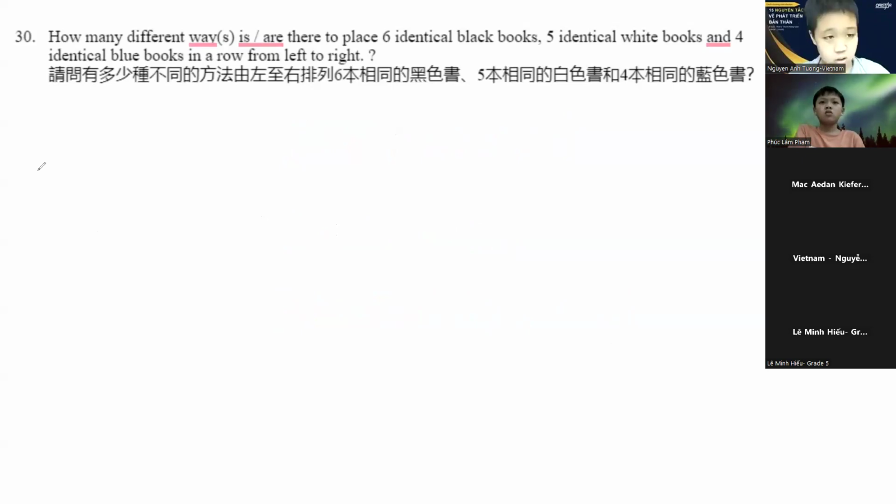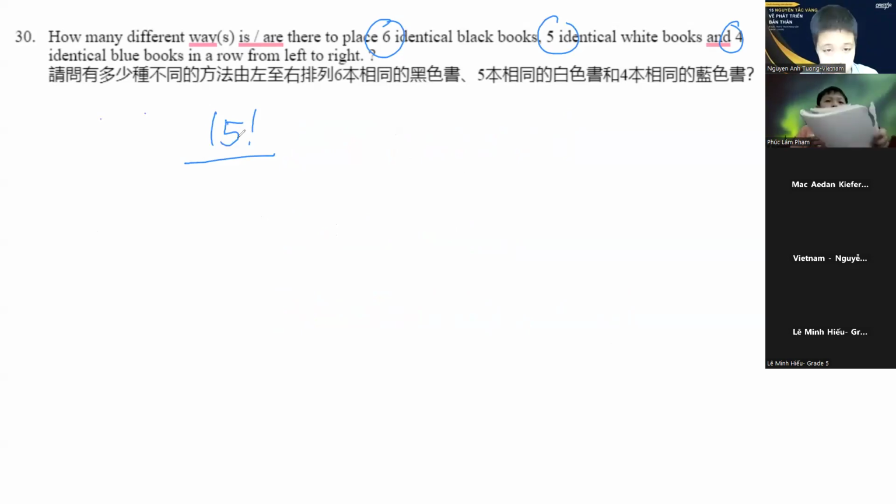Number 30. Okay, let's solve it one more time because it's already time. All we have to do is get the total number, which is 15. 6 plus 5 plus 4 is 15. 15 factorial is the number of ways we can arrange all of these objects. But notice it says identical: 6 identical black books, 5 identical white books, and 4 identical blue books.